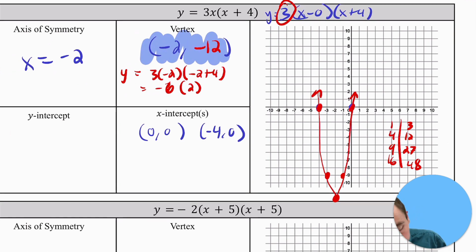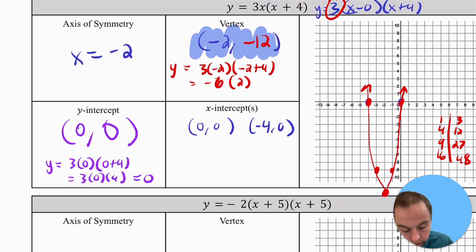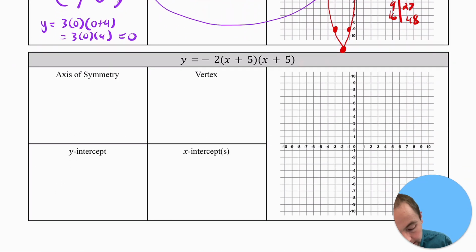And then the last thing that we'll want to find here is the y-intercept, which has a 0 for its x. And then if you plugged in 0 for x into this one, you'd have 3 times 0 times 4. And if you're multiplying with a 0, it's just going to equal 0. So you do get a y-intercept of 0, 0, which lines up with exactly where that y-intercept is for that particular graph.